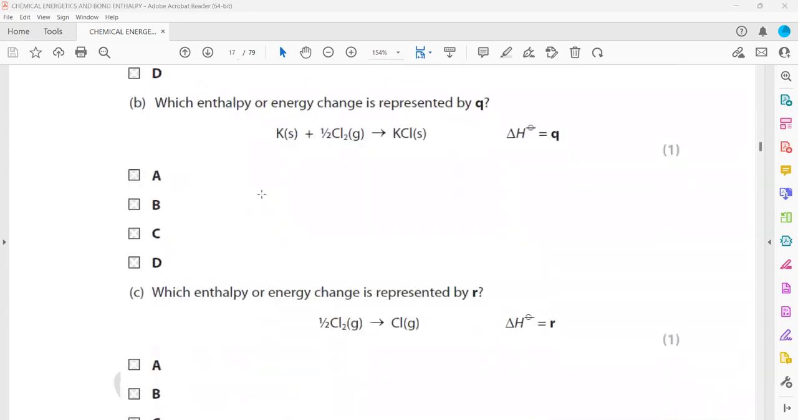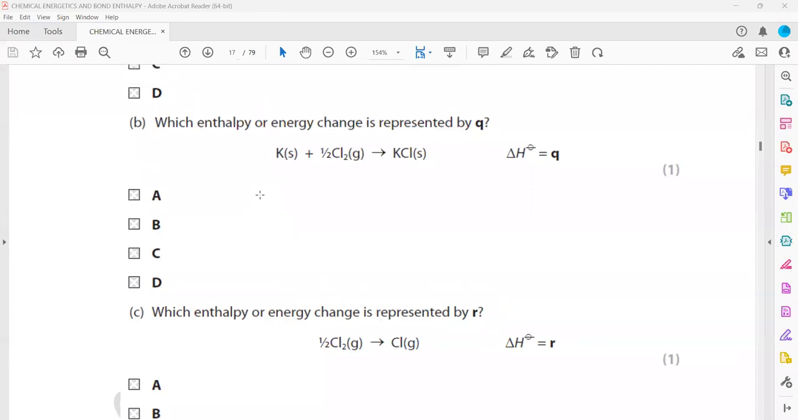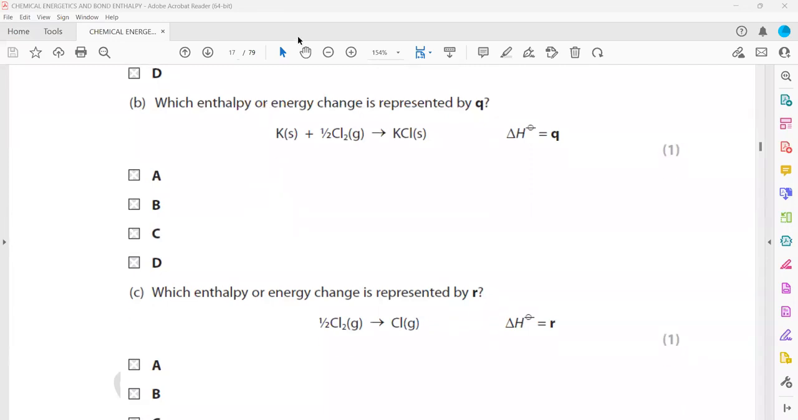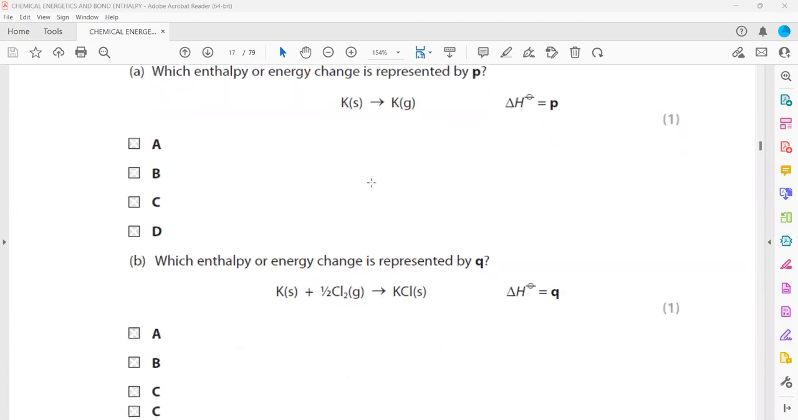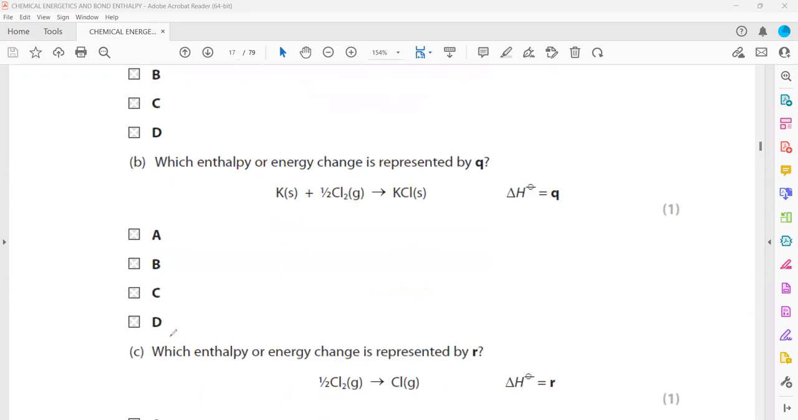Then which enthalpy change or energy change is represented? Here you can see potassium element and chlorine element form a compound. So when elements are forming 1 mole of a compound, what is this in energy change? That is a formation. So which option is formation? We have the standard enthalpy of formation, D. That's why it will be D.